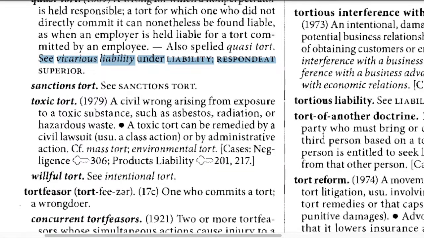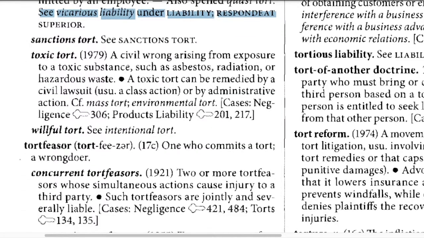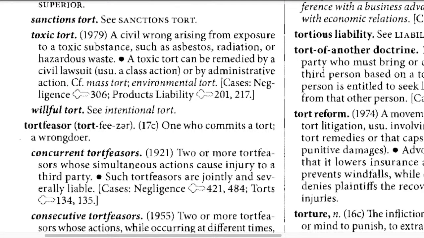All right. Toxic tort, 1979. Okay, this is one we need to get back to. Civil wrong arising from exposure to a toxic substance, such as asbestos, radiation, or a hazardous waste. A toxic tort can be remedied by a civil lawsuit, usually a class action, or by an administrative action. Mass tort, environmental tort, cases, negligence, product liability. Willful tort, see intentional tort, we saw that.